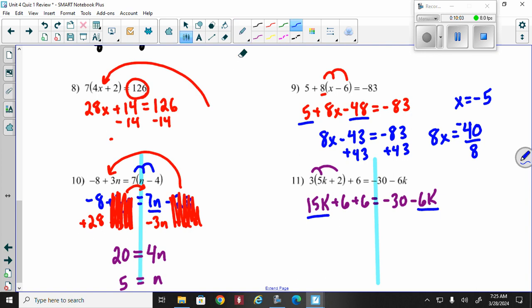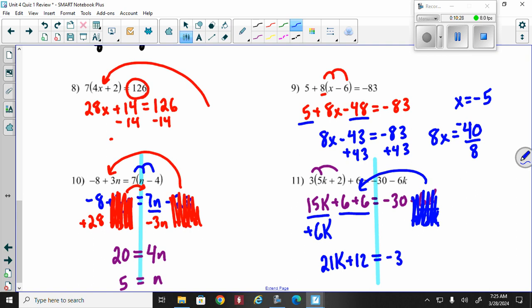So I'm going to take the k's and throw it over here, which means I have to add 6k, which will cancel that out. Now, this 6 plus 6 right here, I'm going to go ahead and combine that. So I'm going to do one more step. So that turns into 21k plus 12 is equal to negative 30.